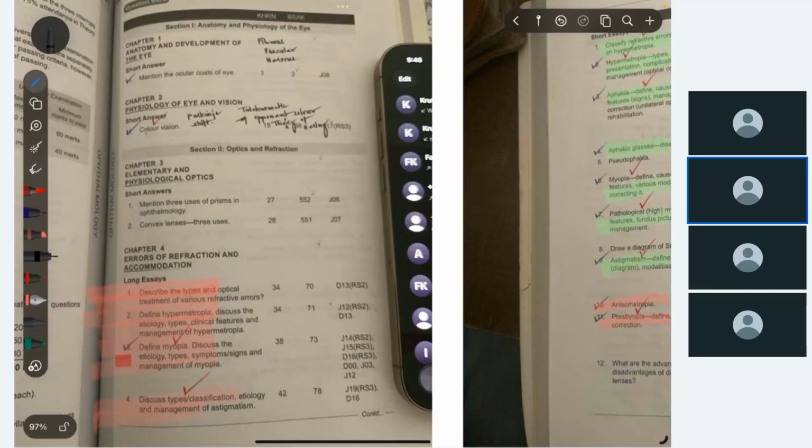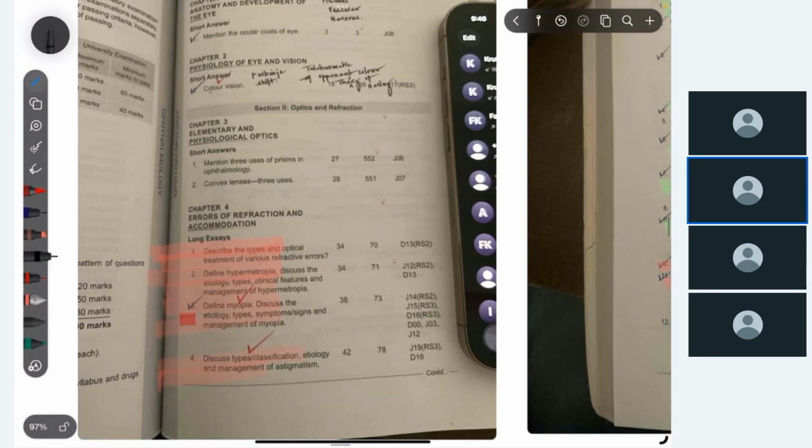Good morning, everyone. Today we will see about the eye. In that, from anatomy and physiology, only one question is asked, and that too once or twice. So we will skip these parts and directly go to the errors of refraction.